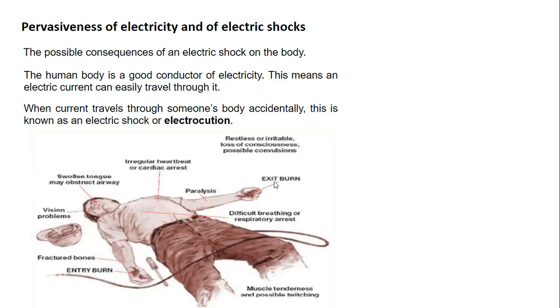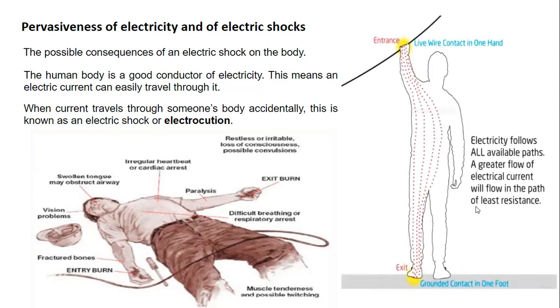The superficial damages can have a burn effect, or possible loss of consciousness, convulsions, difficulty in breathing, and respiratory arrest, which we have discussed. That could also result in fractured bones and muscle tenderness, or any possible twitching.